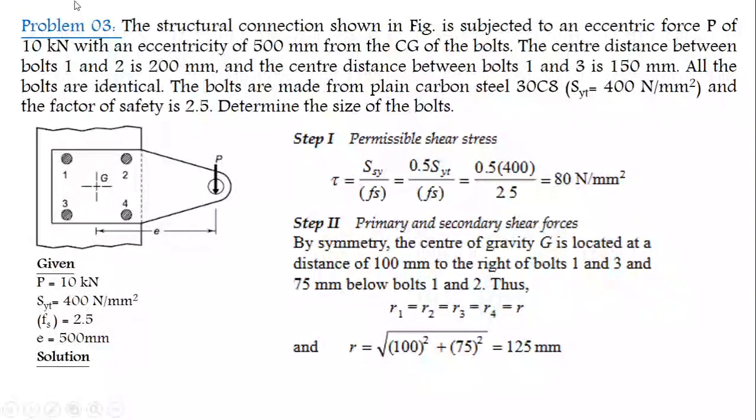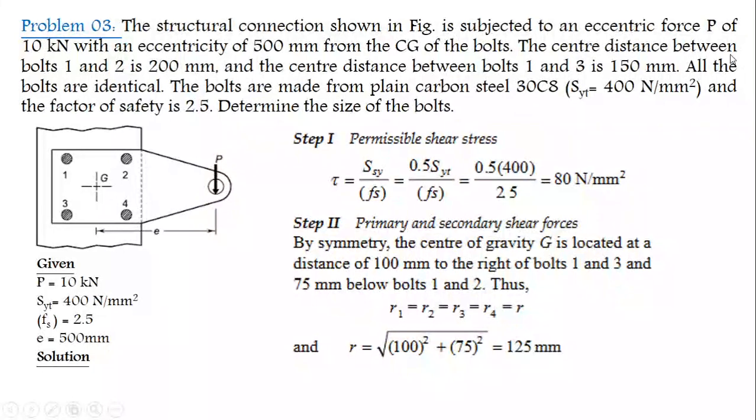Problem 3. The structural connection shown in the figure is subjected to an eccentric force P of 10 kN with an eccentricity of 500 mm from the CG of the bolt. This is the center of gravity of this arrangement. The eccentricity, small e, is 500 mm.